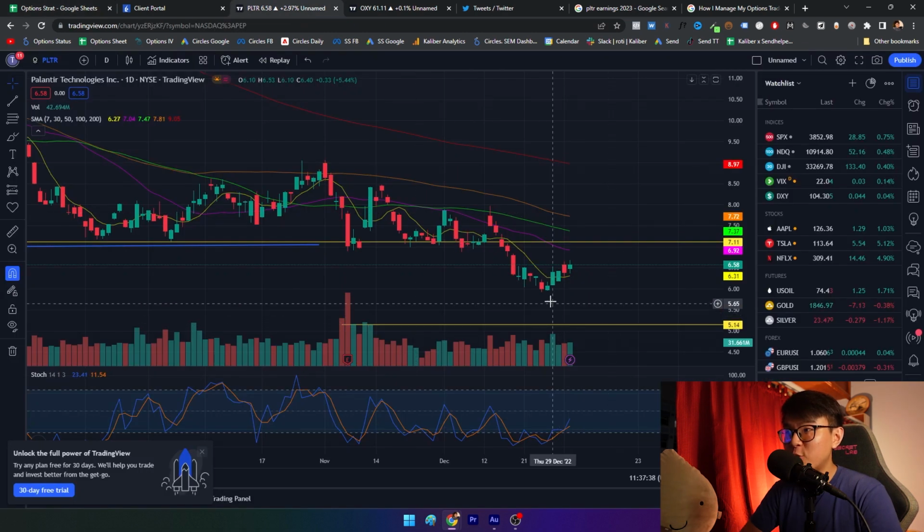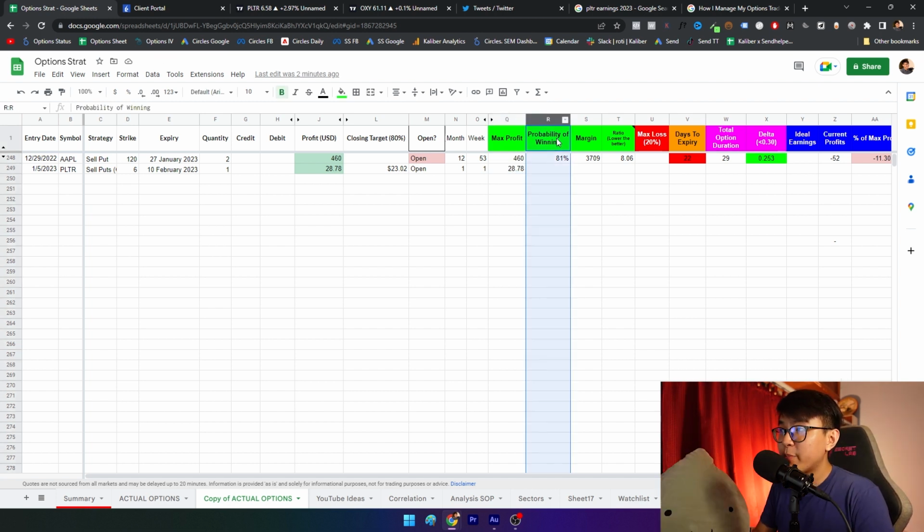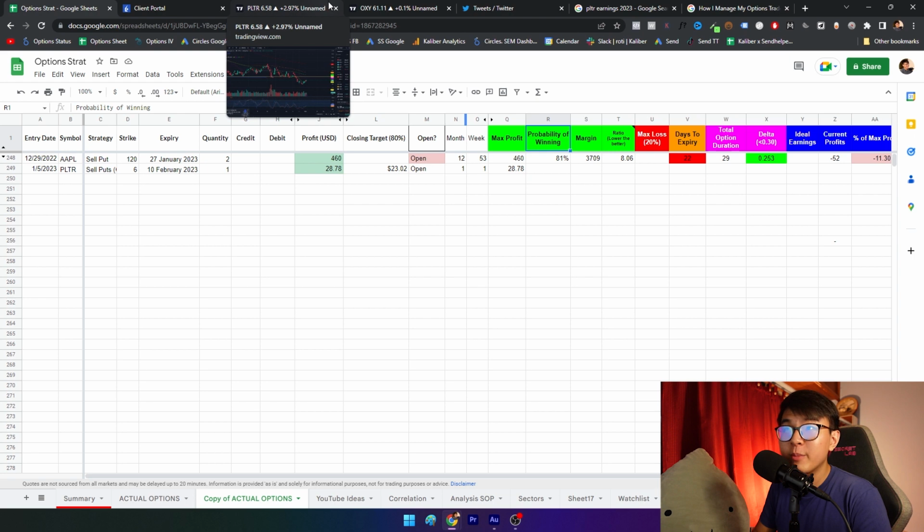In the case that Palantir drops below $6, you must be prepared to buy 100 Palantir stocks at $6 each, which is $600. The max profit here would be then $28 because in the case where Palantir is way above $6, then you can keep all the profits accordingly. Then there's the next column, which is the probability of winning. You can actually input the specific probability that you'll win the trade, and this is actually calculated by the broker for you.